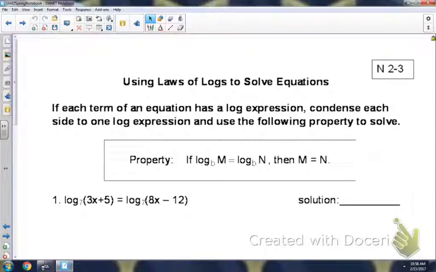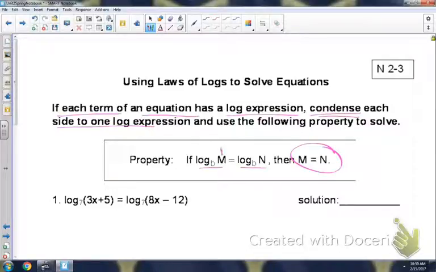Okay, all right. So if each term of an equation has a log expression, you're going to condense, which means get it into one. Condense each side to one log expression and then use the property that we're going to talk about to solve. So if you have a log that equals a log and the bases are the same, then that means that m has to equal n because those are equal. Okay, so if that's the case, once you condense both sides to one log, then all you're going to do is set m equal to n and solve for x.